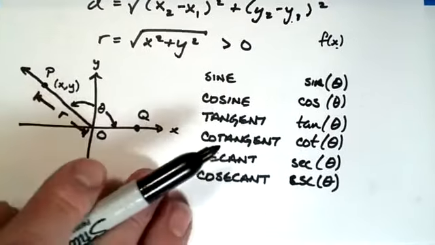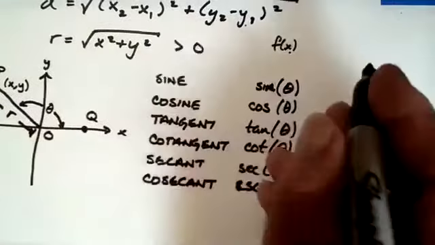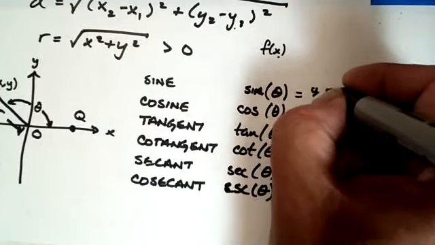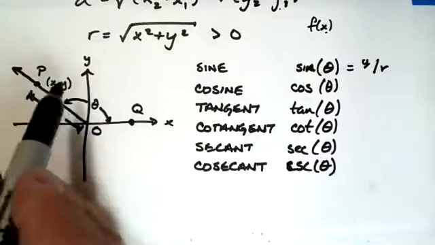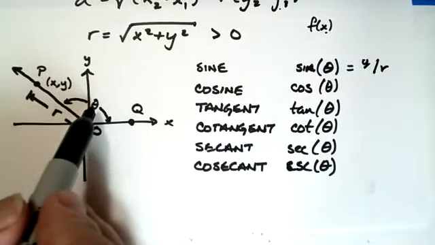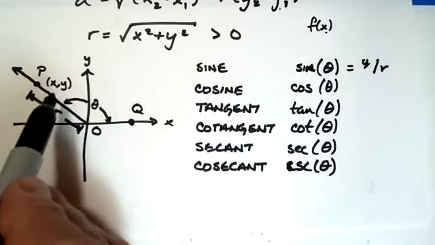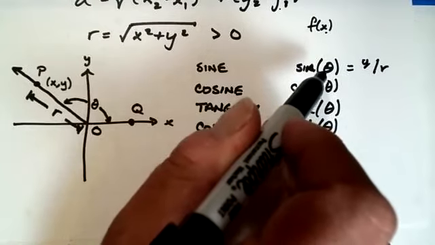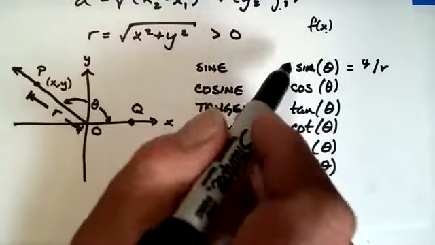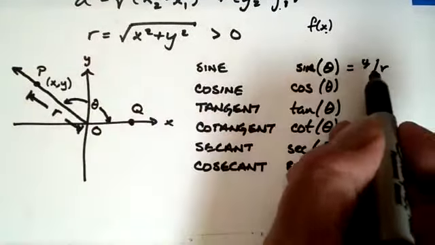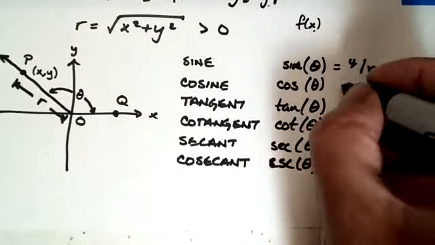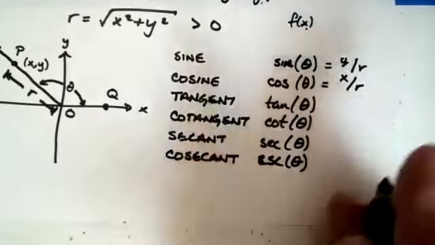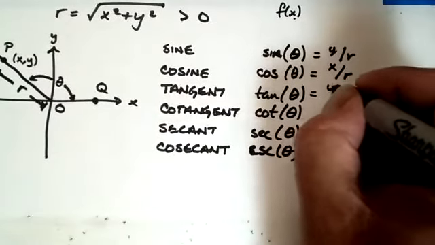Now, each one of these is defined in terms of a combination of 2 of these parameters. So for sine, this is defined as y over r. So for whatever this point P is, there's an associated angle. And if you take y over r, you will get the value of sine for that angle. So sine of theta is defined as y over r. Cosine is x over r. Tangent is y over x.